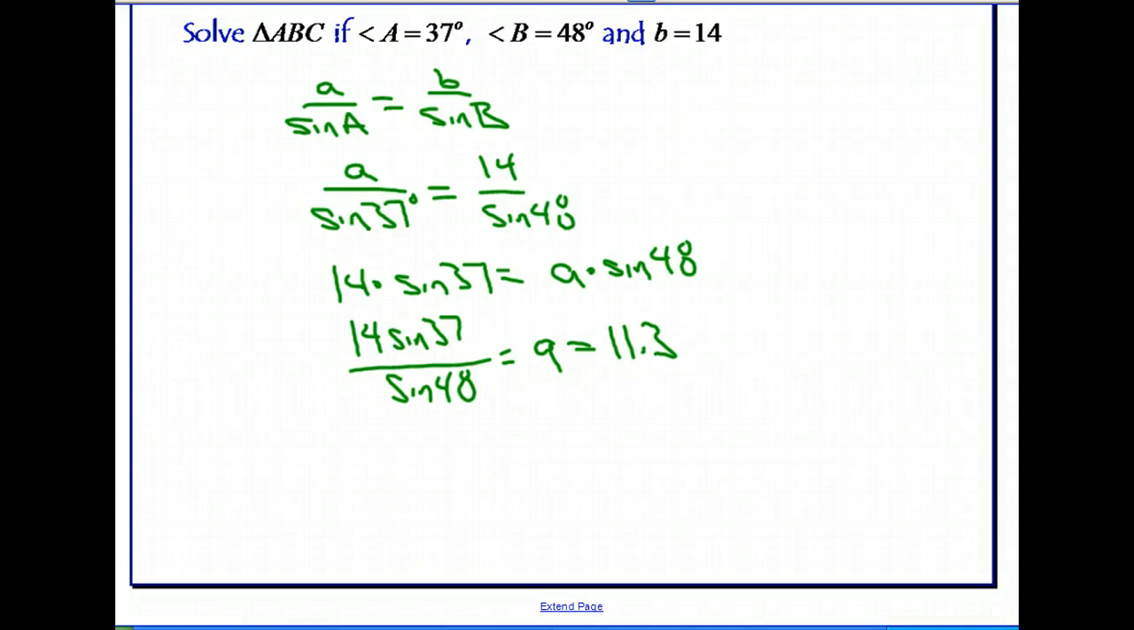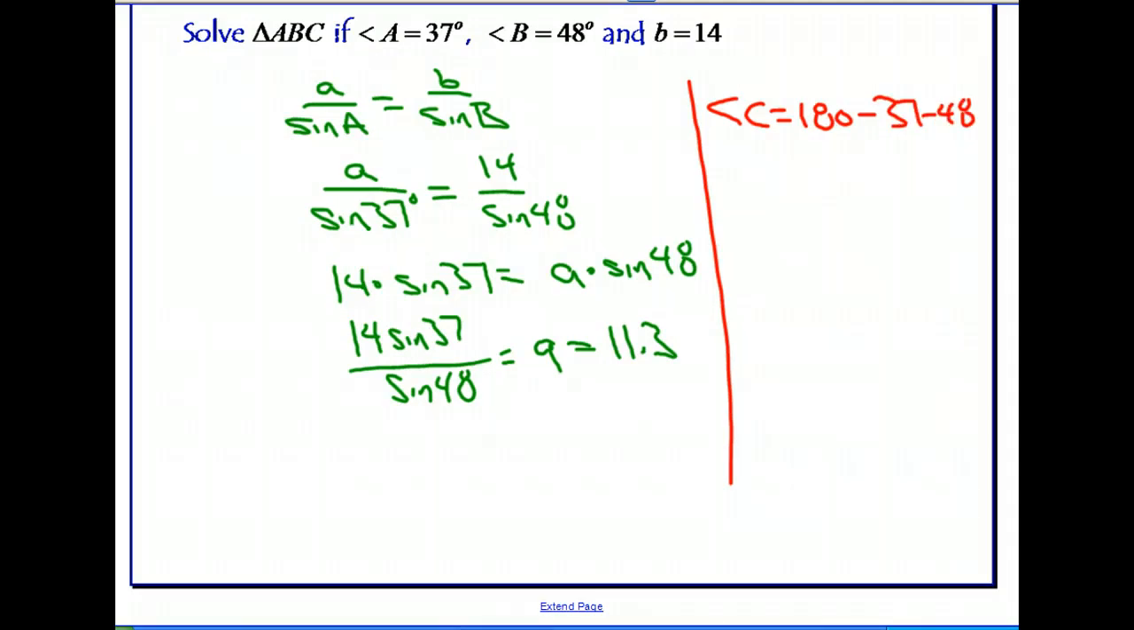All right, what about angle C? Same process as previous problem. I know there's 180 degrees in a triangle. So angle C will take 180, take off A, take off B. Those combined are 85. So it looks like angle C is going to be 95 degrees. Knowing that, can we get now side C?